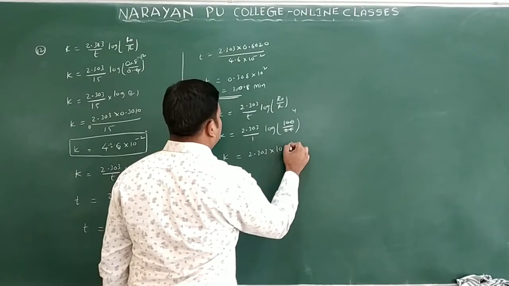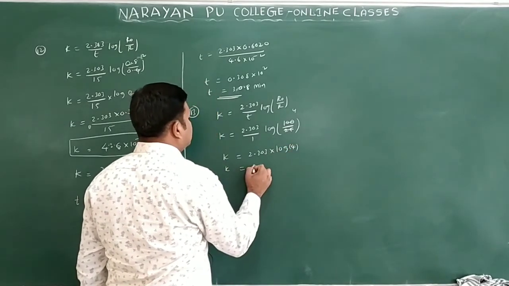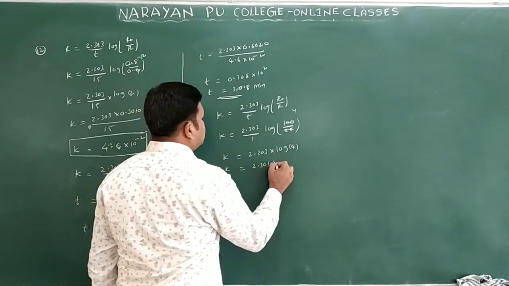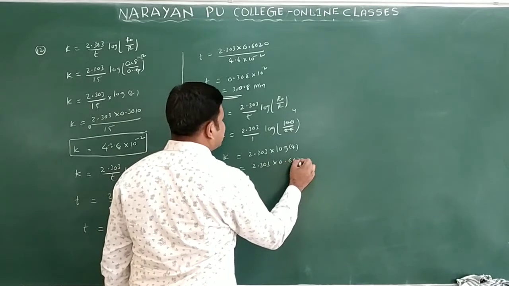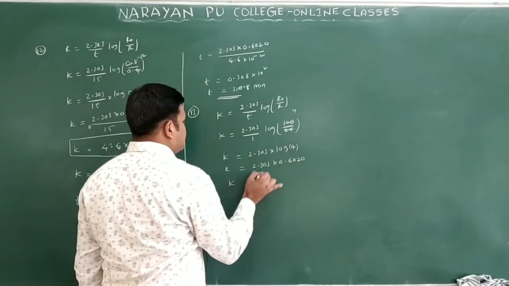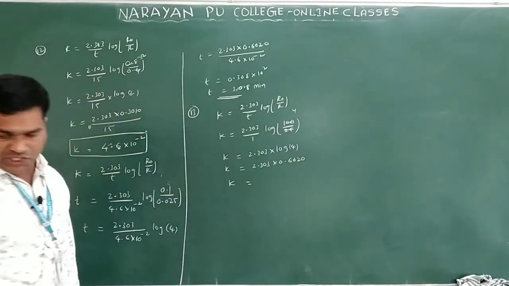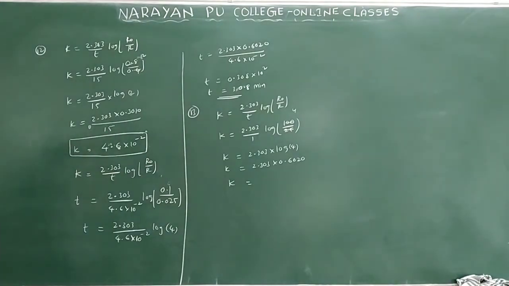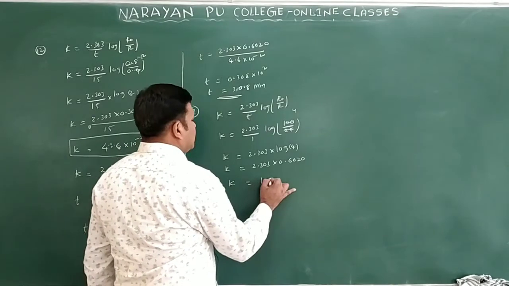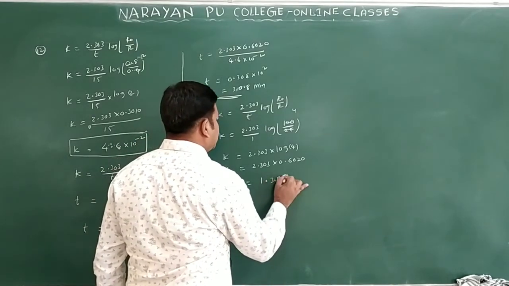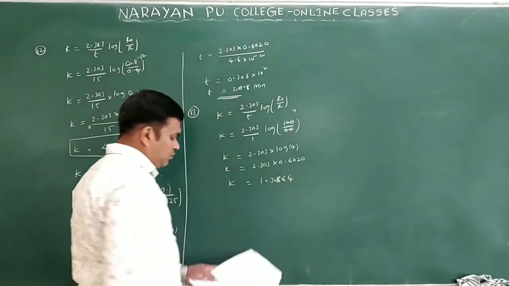So K is equal to 2.303 into log 4. Log 4 value is 0.6020. Multiplying this, you will get approximately 1.3864. This is K.